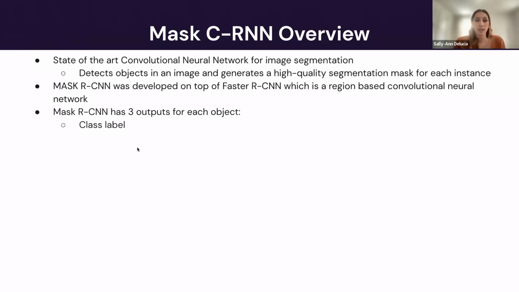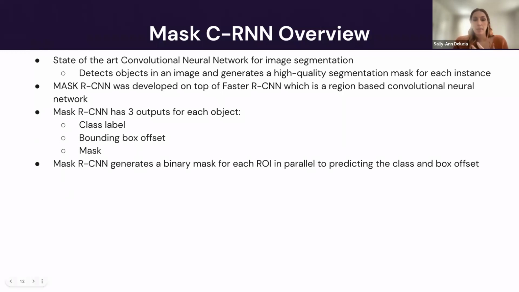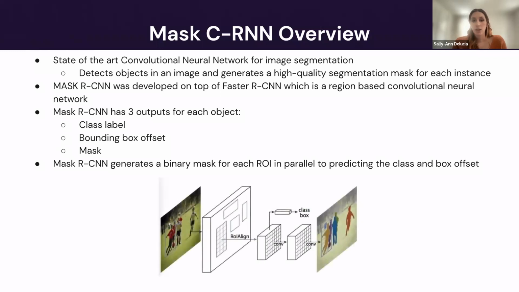So the output would include the class label, the bounding box offset for that region of interest, and then the mask as well. It generates a binary mask for each region of interest in parallel to predicting the class and the box offset, which is what makes it unique compared to faster RCNN, which would use the prediction to just do the region. This image really illustrates the process that's going on. The model takes our input image, detects the ROI, and then assigns a class and generates the mask. It's shown here as happening in 2 steps, but in actuality, it's really happening in parallel, which makes this model super powerful.